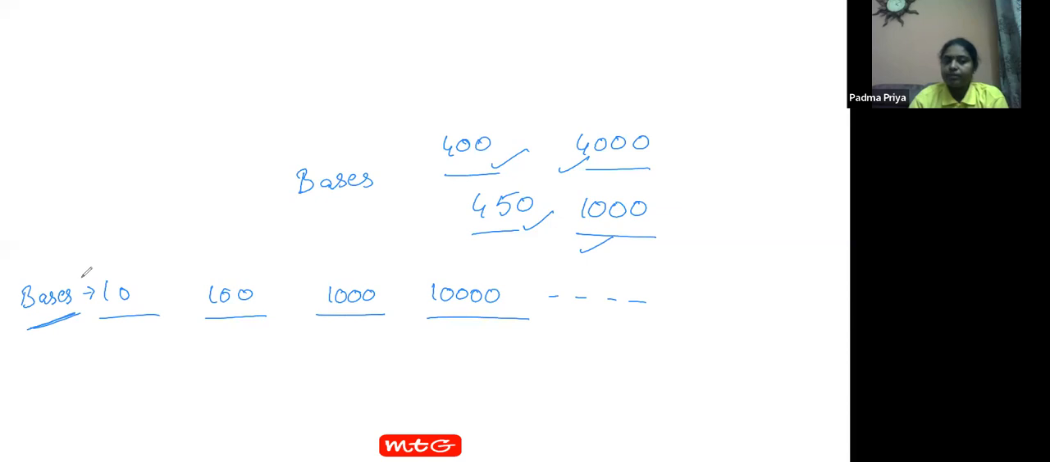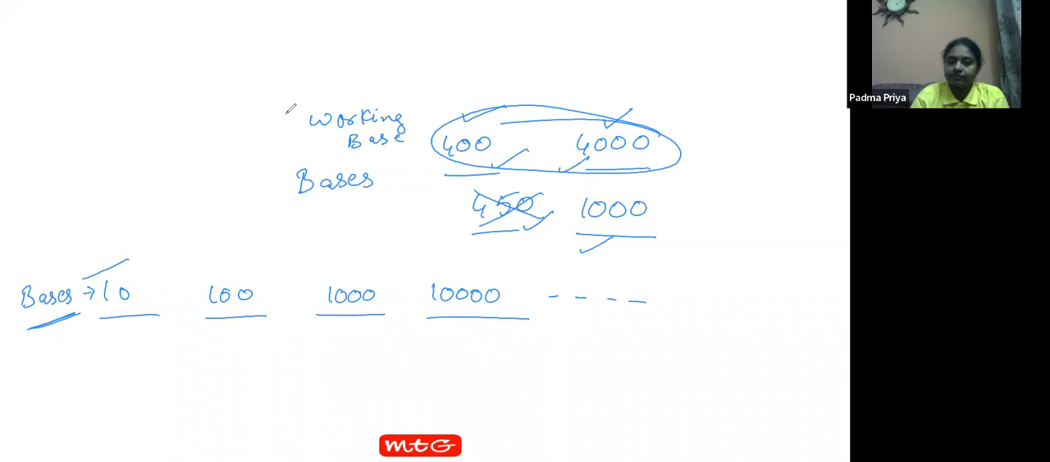You should always remember these magic numbers. And in this, there are other multiples of 10 also, like 400, 4000. These are called working bases. But 450 is never a base or working base. These both can be called working bases or sub bases. How to use this, I will tell you in further classes. But as of now, you just need to remember bases for today's class.